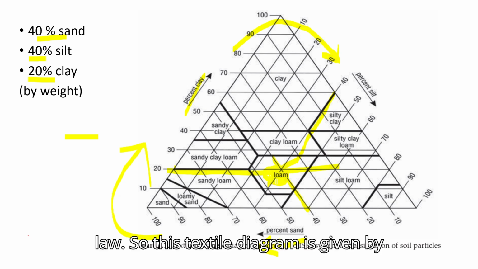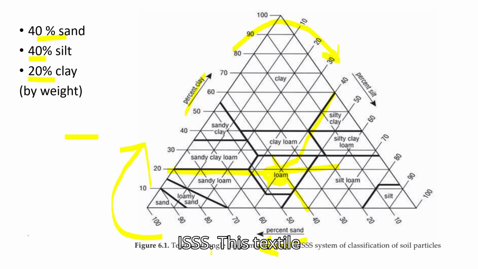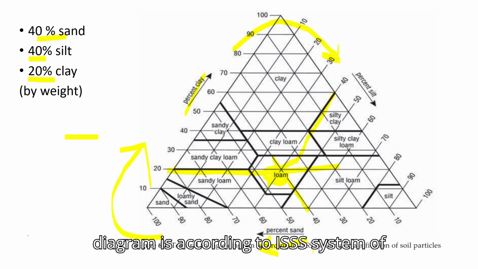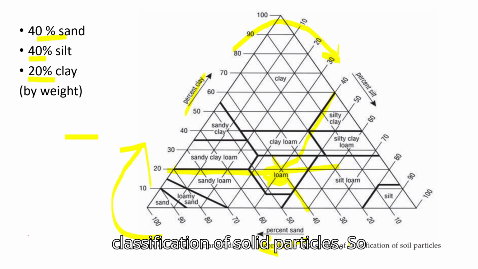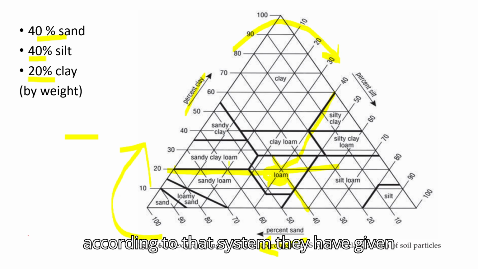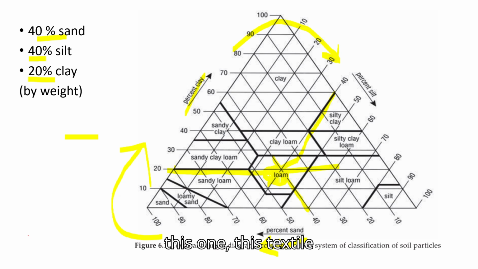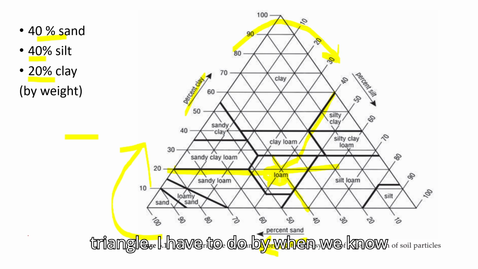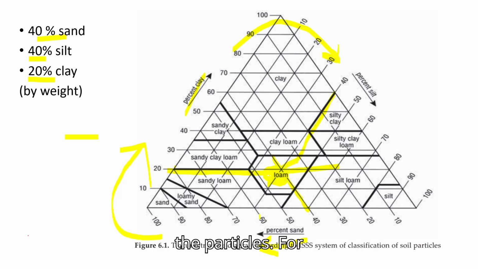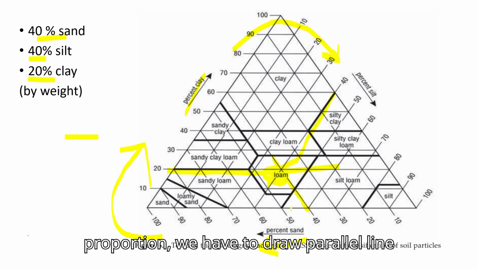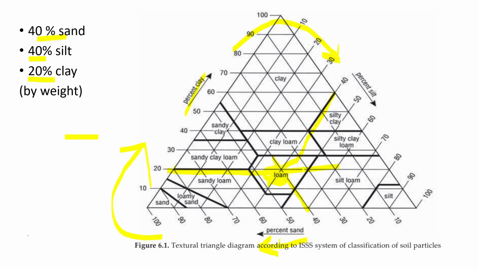Okay, so this textural diagram is given by ISSS. This textural diagram is according to the ISSS system of classification of soil particles. So according to that system, they have given this textural triangle. When we know the particle proportions, we have to draw parallel lines and see where they intersect. That point tells us the textural class to which our soil belongs.